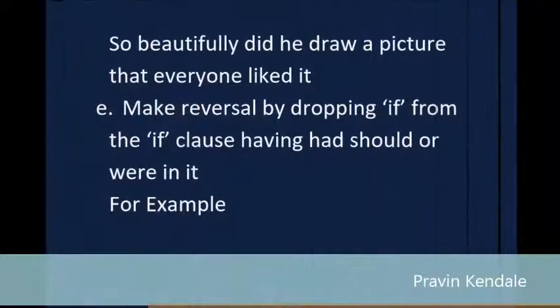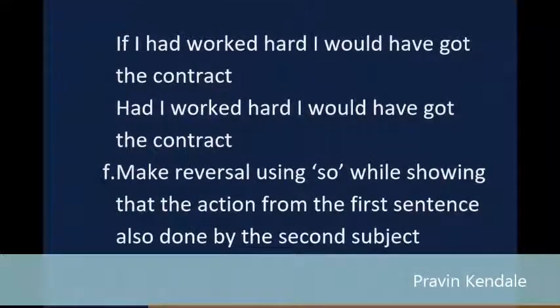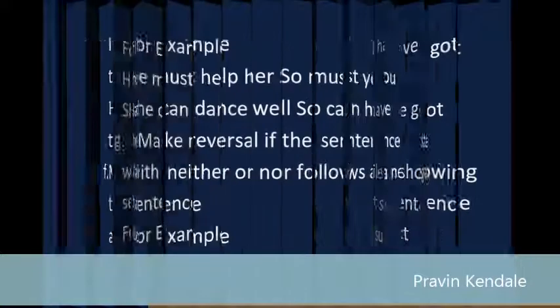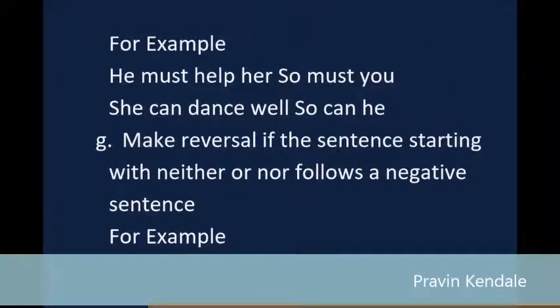E. Make reversal by dropping "if" from the if clause, having "had," "should," or "were" in it. For example, if I had worked hard I would have got the contract. Had I worked hard I would have got the contract. F. Make reversal using "so" while showing that the action from the first sentence is also done by the second subject. For example, he must help her, so must you. She can dance well, so can he.